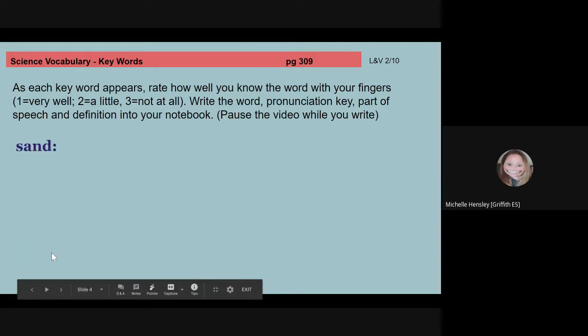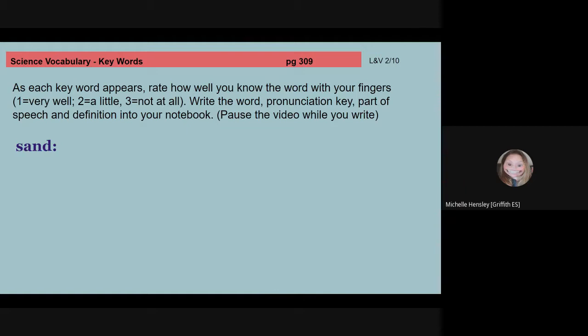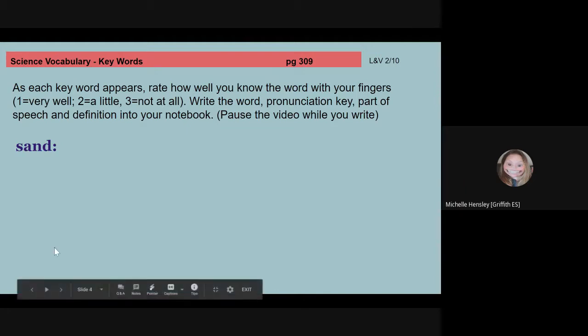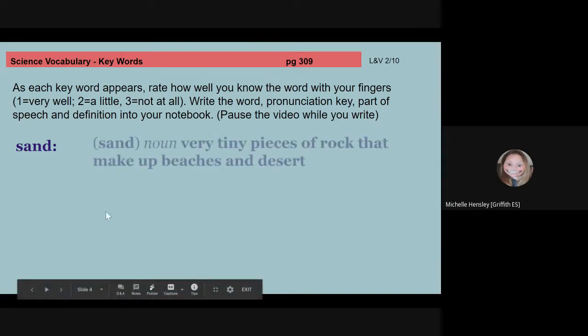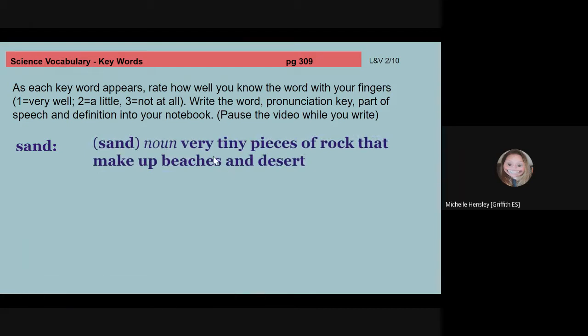We live in the desert. I think we all know a lot about sand. Sand. A noun, one syllable. Very tiny pieces of rock that make up beaches and desert. Did you guys know that it's very tiny pieces of rock that make up sand? It's not dirt. It's actually tiny little pieces of rock.